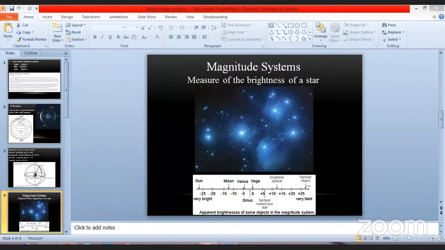Shanmukh, are you still on the 4th slide? Types of magnitude, yes. Okay. Yeah, I'm on the 4th slide.